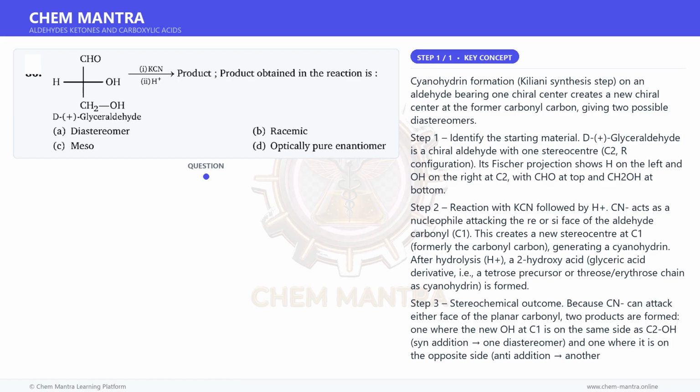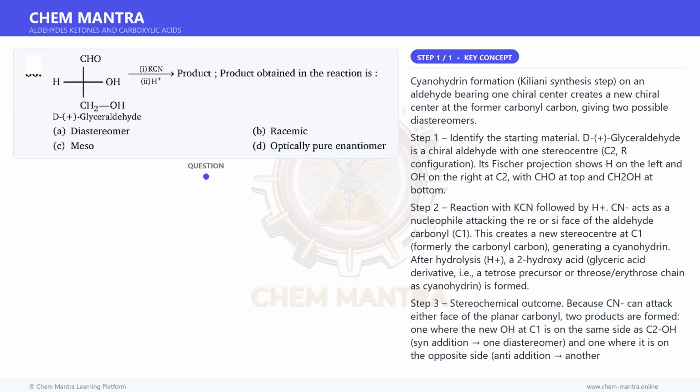Step 3. Stereochemical outcome. Because CN can attack either face of the planar carbonyl, two products are formed, one where the new OH at C1 is on the same side as C2 OH, syn addition, one diastereomer, and one where it is on the opposite side, anti-addition, another stereoisomer. Both products retain the original chiral center at C2 unchanged, it is not inverted. The two products are not mirror images of each other because C2 is fixed in the R configuration in both, so they are diastereomers, not enantiomers.